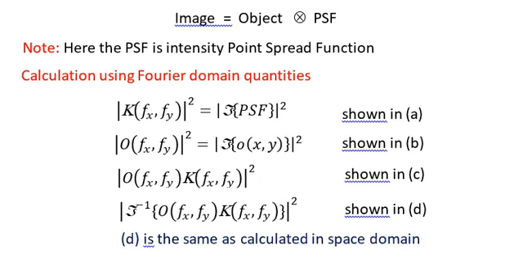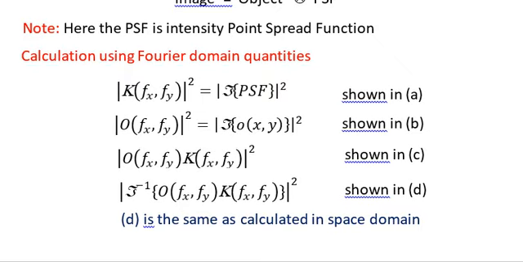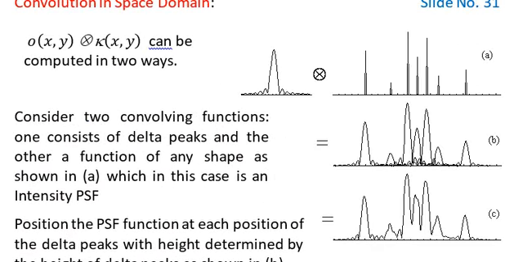Now we want to calculate the convolution. We want to evaluate the convolution using the Fourier quantities. So the first row is actually the absolute value of kappa, that is, the absolute value of the Fourier transform of kappa, or the Fourier transform of the point spread function. And you see that we have shown kappa, or the point spread function, over here. For example, in the first row on the left hand side, this is actually kappa, or the point spread function.